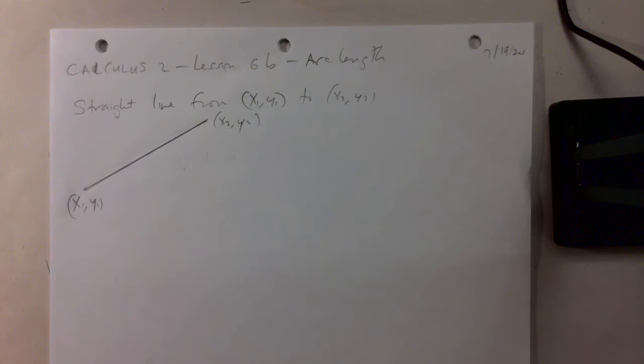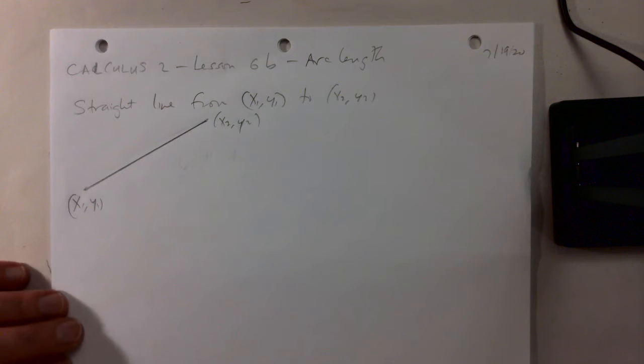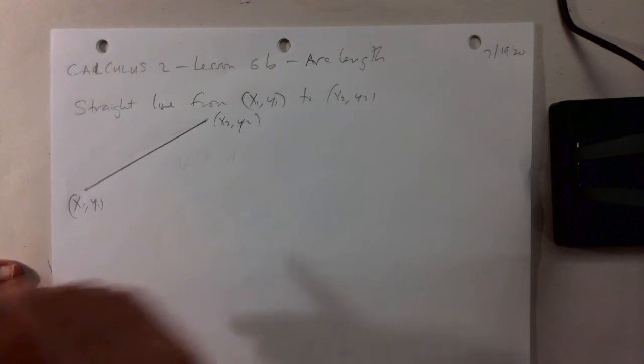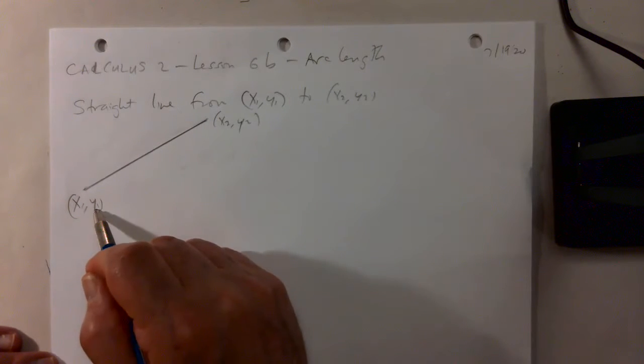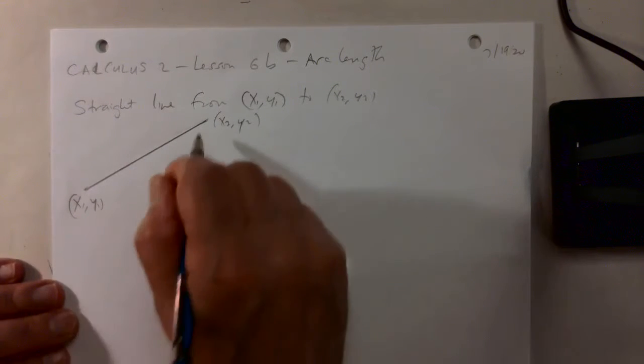This is a lesson on using calculus to find the length of a curve. So let's start from what we know from high school, the Pythagorean Theorem, which will tell us how to find the length of a straight line. So here we have a straight line from x1, y1 to x2, y2.